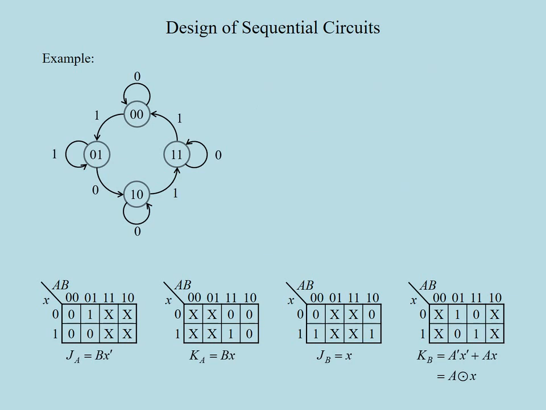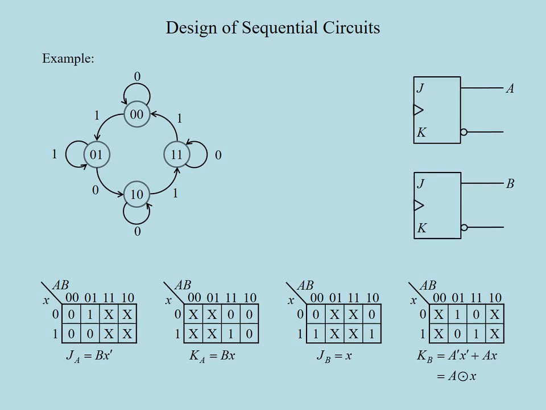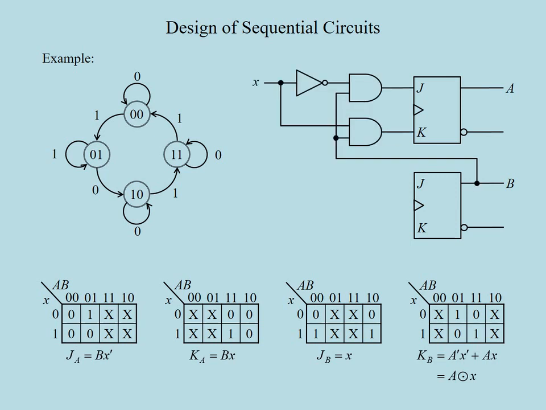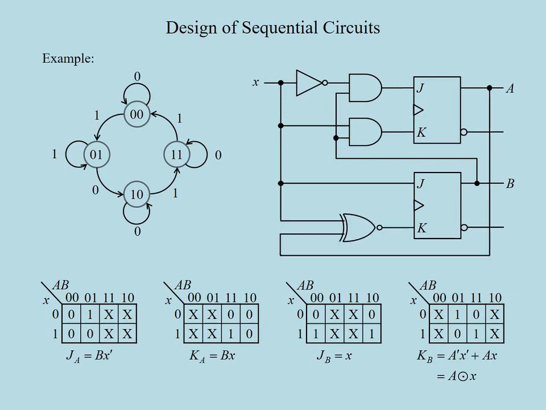We can now draw the circuit diagram. We have 2 flip-flops in the circuit. The J input of the flip-flop A is driven by the signal BX'. K input is BX. We draw the inputs of B as X and A XNOR X. Finally, we connect the clock signal to both flip-flops to obtain a synchronous circuit.